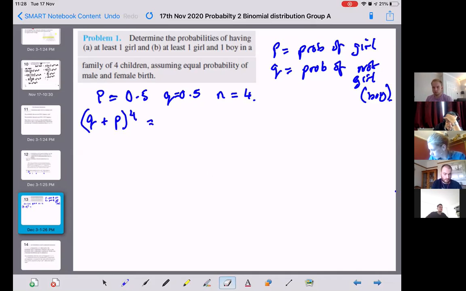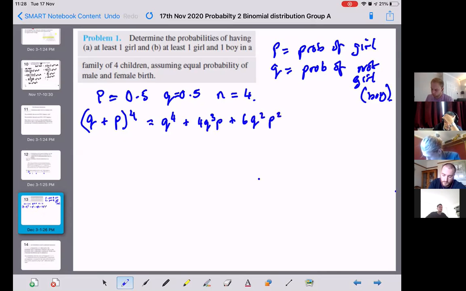We've got to start with Q to the 4. Then we've got to add, n, so we've got to add 4 Q to the 3 P. We've got to add 6 Q to the 2 P squared. We've got to add 4 Q P cubed. And we've got to add P to the 4.